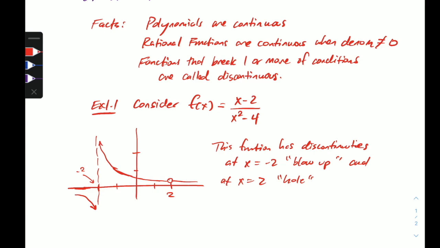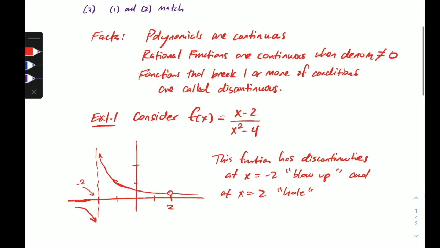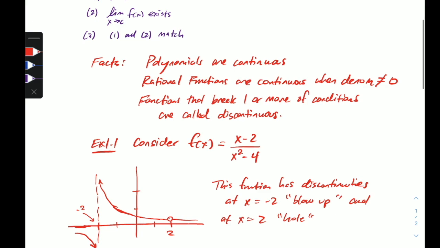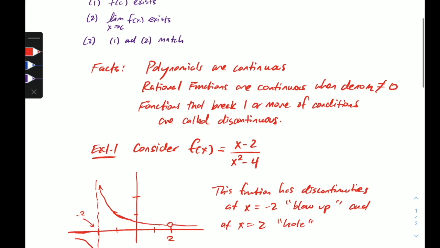And the reason that it's discontinuous here, we go back to our definition. So the reason it's discontinuous at -2 is the limit does not exist there. And the reason that it's discontinuous at 2 is the function doesn't have an output there. It has a hole there. So f of c does not exist. It doesn't satisfy the first condition. And it can't satisfy the third condition because there is no first condition.